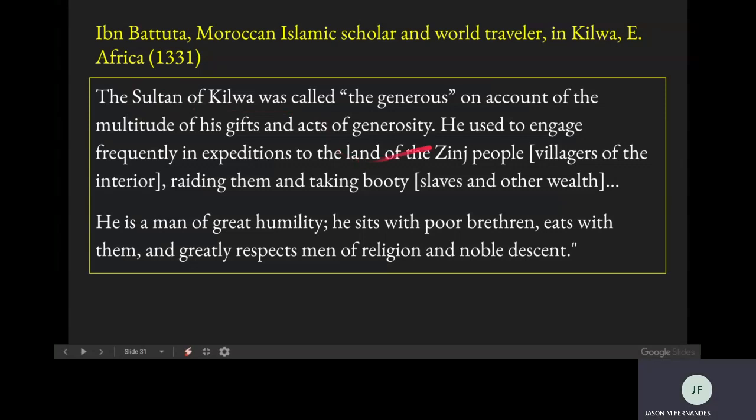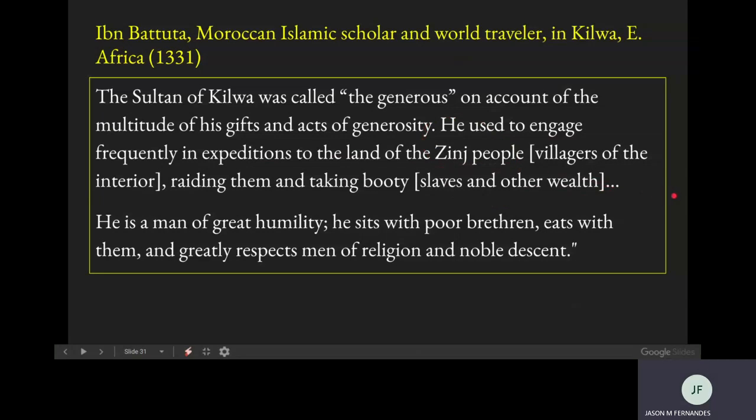Interestingly, he brings up this exchange network that deals with the interior that we just looked at on the map, right? He talks about these expeditions to the land of the Zinj people, right? He says they would raid them and take booty, slaves and other wealth, right? So something to note here on this slave trade with the Zinj people.